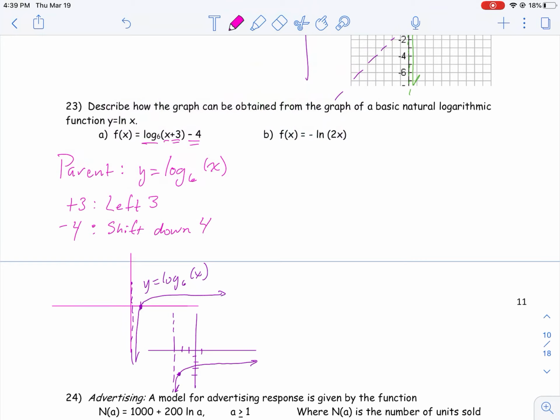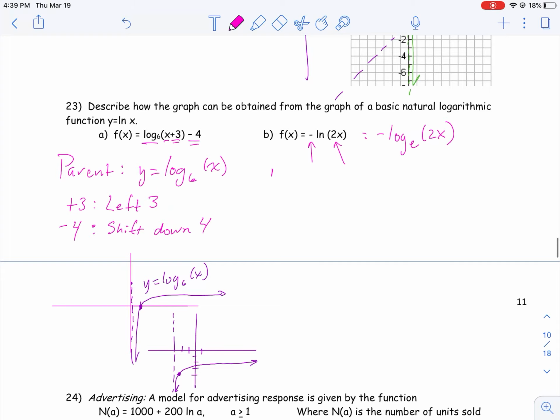What transformations do I have? How are they affecting it? So hopefully you're seeing natural log and you're thinking log base e of 2x. Again, the e versus the 6, not too much difference in the shape of the graph. It's still going to be pretty similar. We're still going to graph it like that.